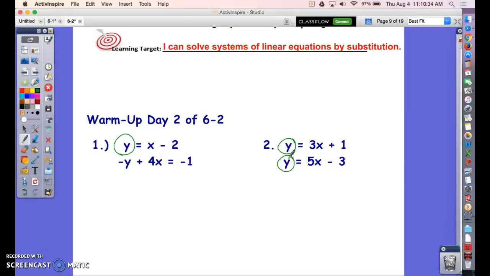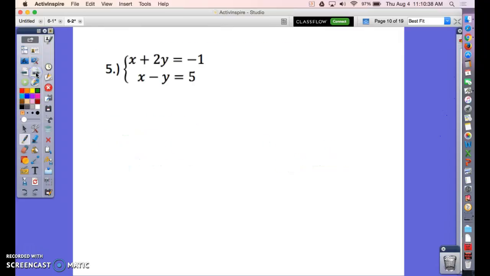Y is already isolated in both equations, so it would be very easy to use the substitution method. We can still use substitution if a variable is not already isolated. It's just that we will have to do a little bit of work to get a variable isolated in the beginning. So let's look at example 5. When we look at this system, we can see that neither x or y are alone. But it's simple to get the variable by itself. We just have to get everything else away from it.